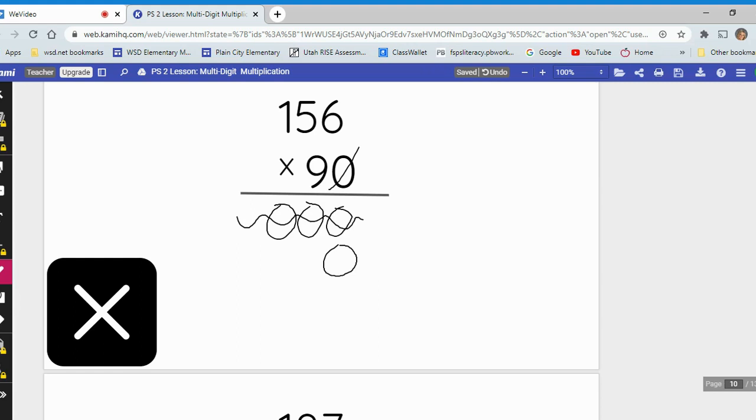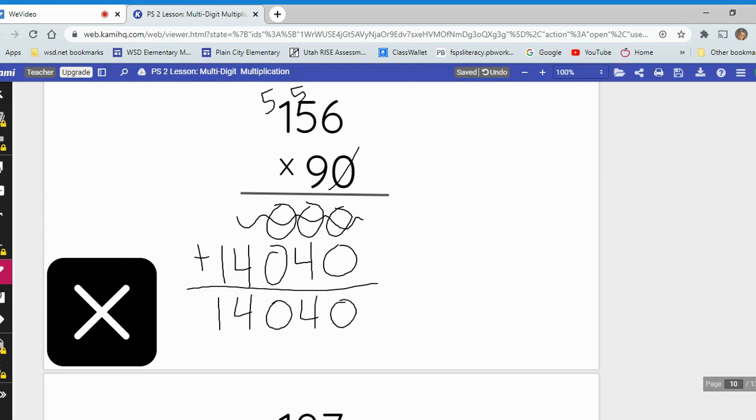So 9 times 6 is 54. Okay, that's 4. 9 times 5 is 45, plus 5 is 50. Carry 5. 9 times 1 is 9, plus 5 is 14. Well, is there really much to add? No. So I should have got 14,040. So again, everything is really organized. My work's all lined up.